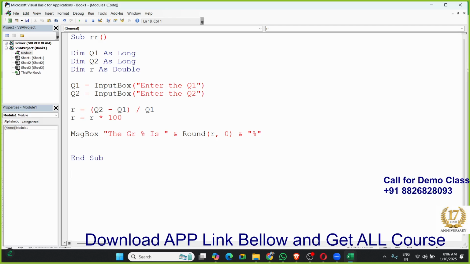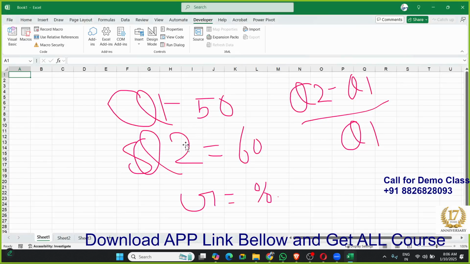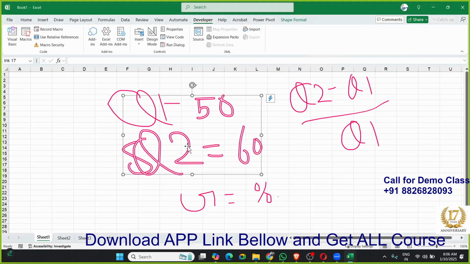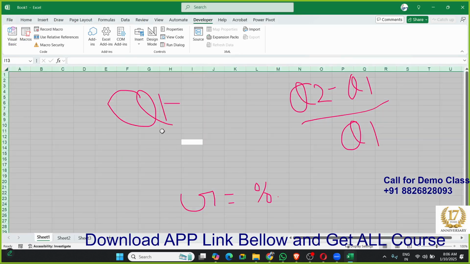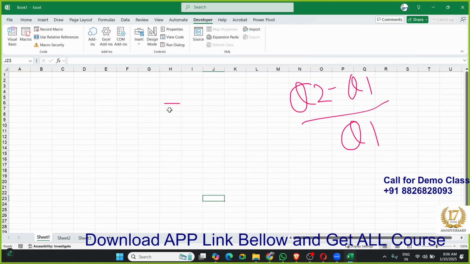Okay, I also give the next calculation. I want to calculate MRP. MRP has no formula. MRP has a system.